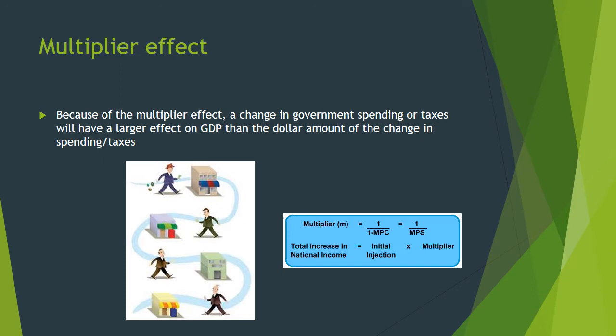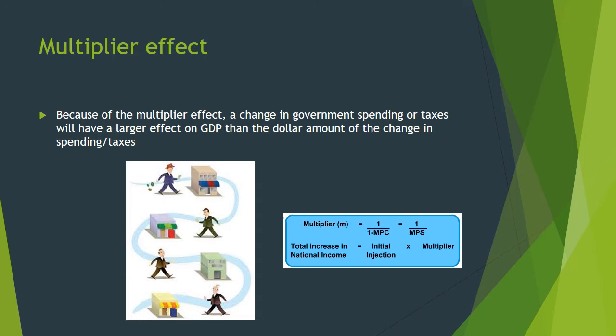So because of the multiplier effect, a change in government spending or taxes will have a larger effect on GDP than the dollar amount of the change in spending or taxes. What that is really saying is that if the government were to spend $1 million to try to stimulate the economy, it will have a larger impact on GDP than that $1 million, and that's because of the multiplier. So if the multiplier is 5, we would do 5 times 1 million, and it would have a total impact of $5 million. Pretty basic stuff.